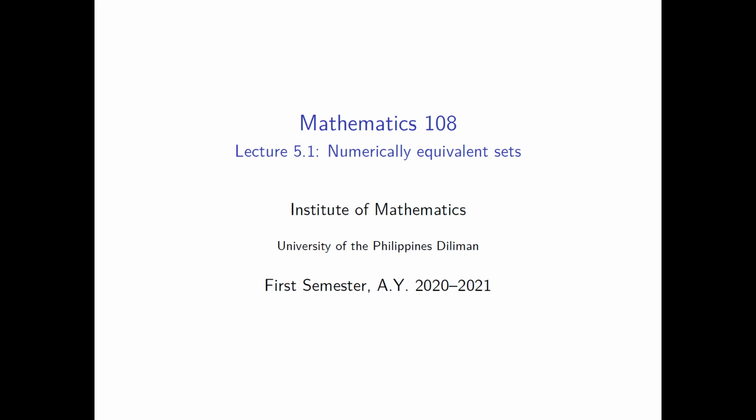At the end of this video, you are expected to know the definition of numerically equivalent sets and to be able to prove that two given sets are numerically equivalent using the definition or theorems on the numerical equivalence of disjoint unions or Cartesian products of sets.